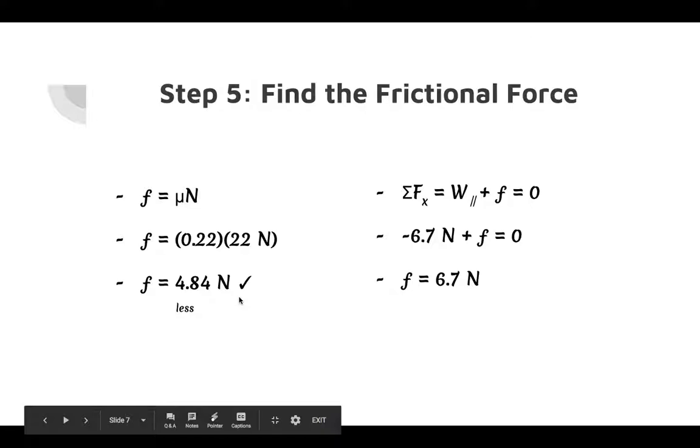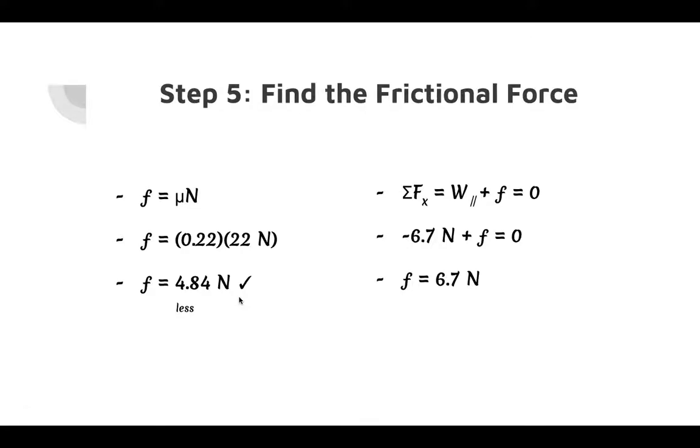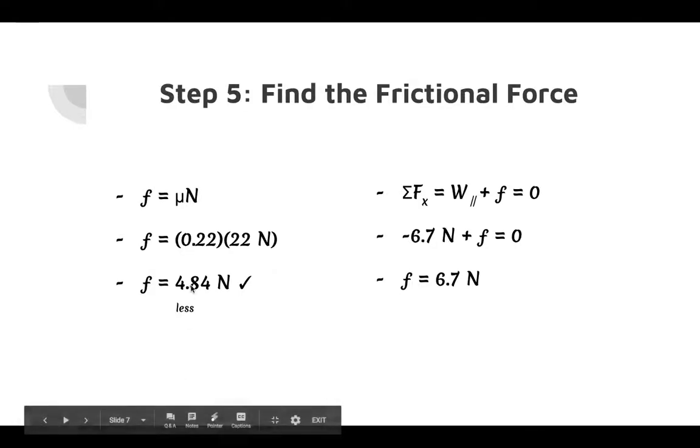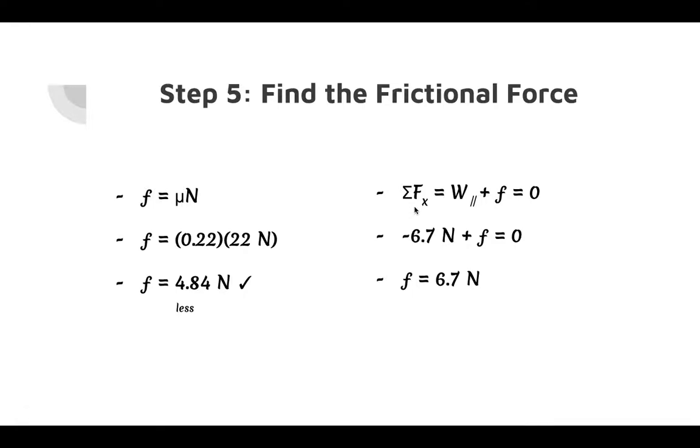Step 5 is to find the frictional force. So first you use the f = μN equation, and the coefficient of friction is 0.22. Multiply that by the normal force, which is 22 newtons, and you'll get a frictional force of 4.84 newtons. Next, you use the weight parallel plus the frictional force equation. So weight parallel is negative 6.7 newtons, and once you solve, you'll get a frictional force of 6.7 newtons.